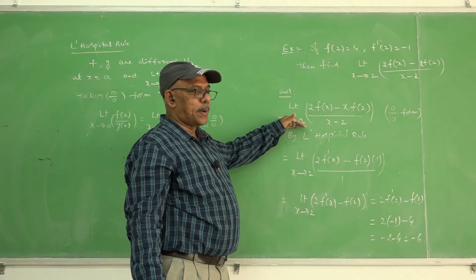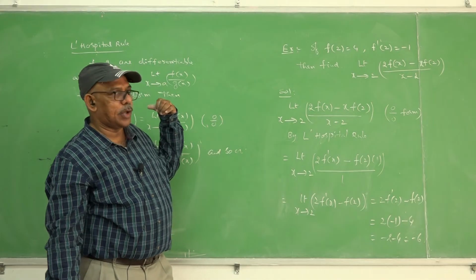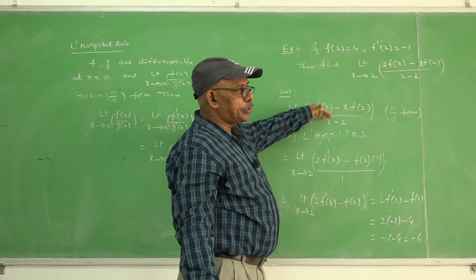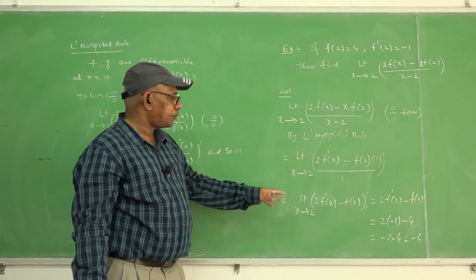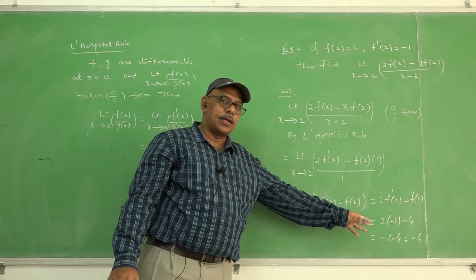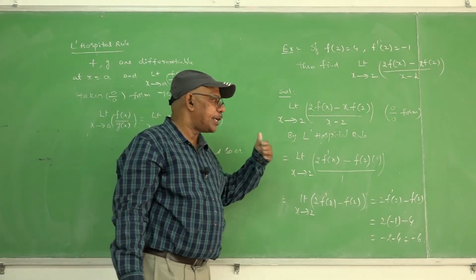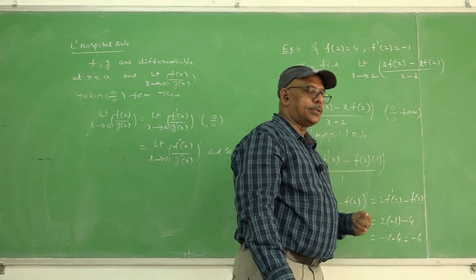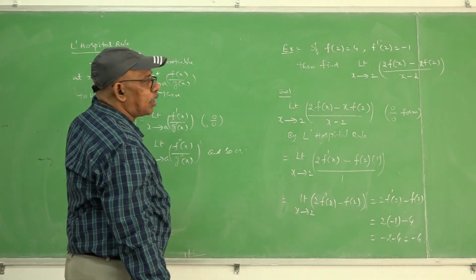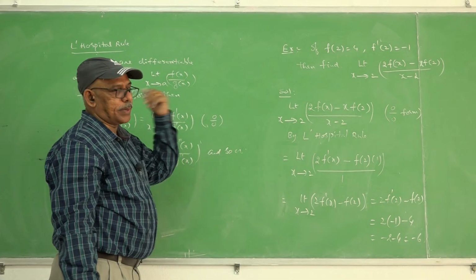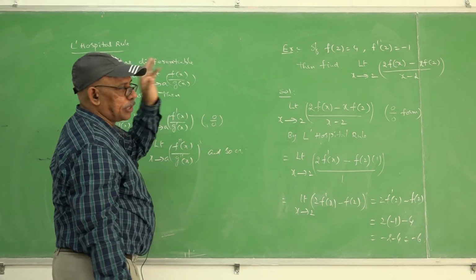Actually, once you apply the limit directly, you get 0 by 0 form. By taking L'Hospital's rule and applying the derivatives to the numerator and denominator individually, and then taking the limit as x goes to 2, we get a finite value, which is minus 6. In such a way, for limits which take indeterminate form, particularly 0 by 0, you are able to find such limits with the help of L'Hospital's rule based on the derivative of the numerator and denominator. This is a simple application of L'Hospital's rule.